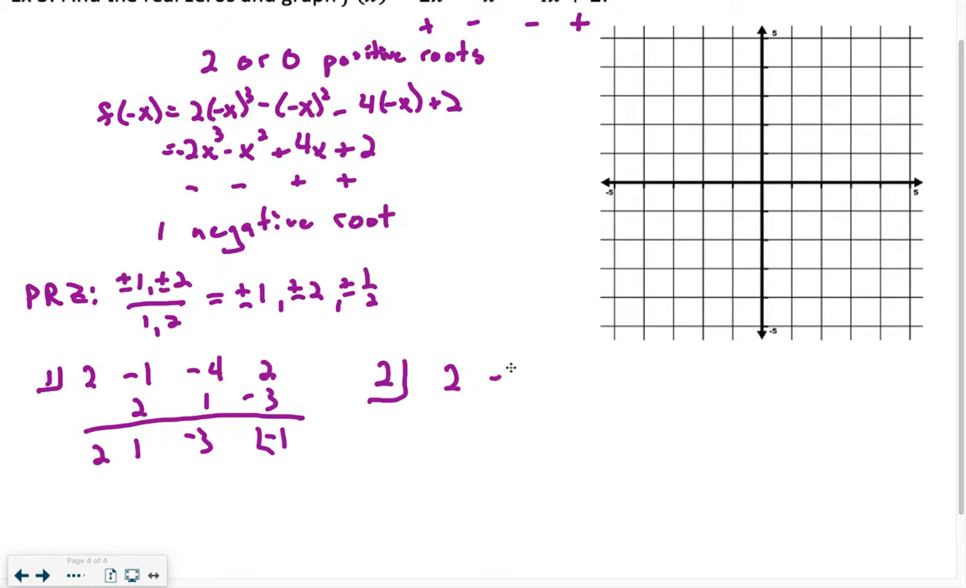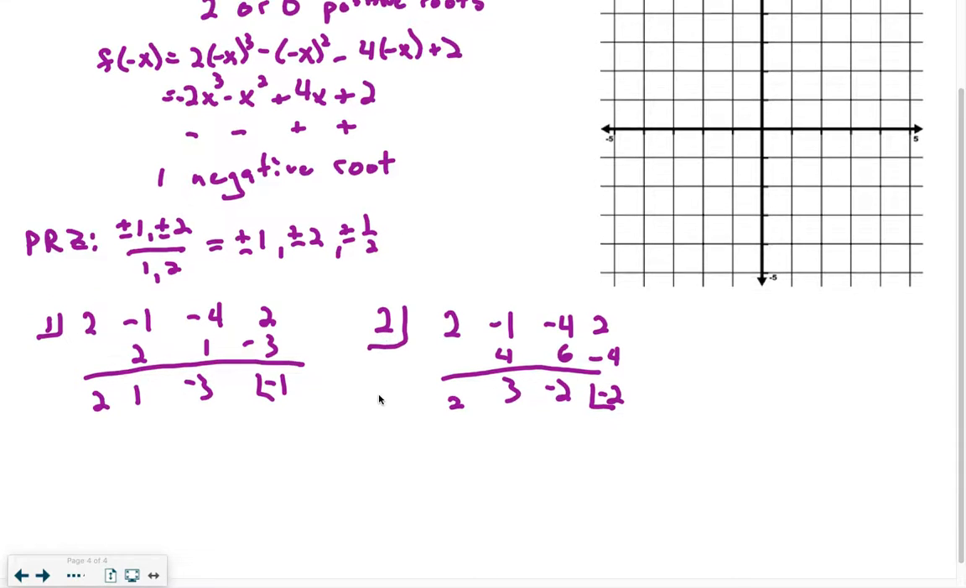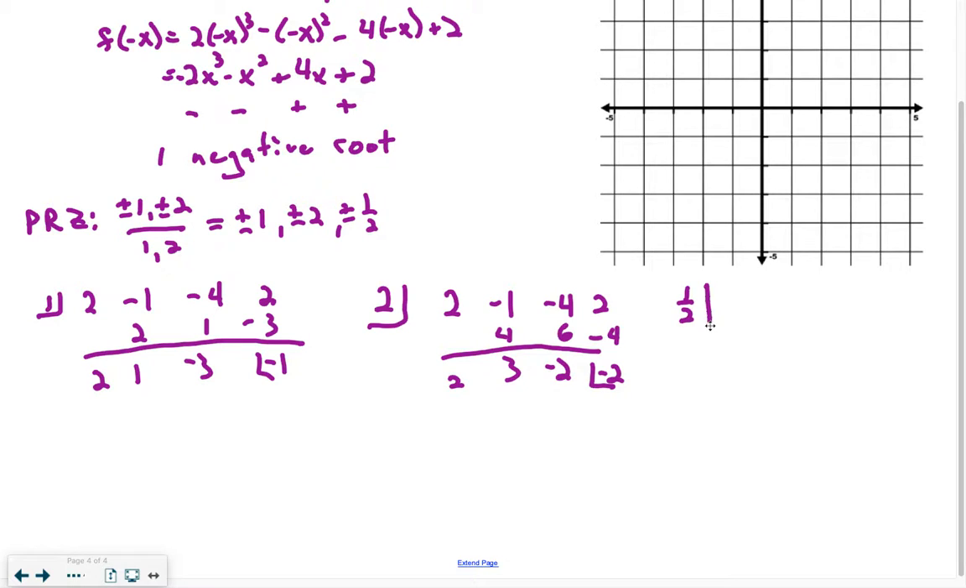And if I plug 2 in, so 2, -1, -4, 2, bring the 2 down, multiply, add, multiply, add, multiply, and add. And we do not get 0 again. We get -2. So let's try 1/2. So 2, -1, -4, and 2. Bring the 2 down. So multiply, add, multiply, add, multiply, and add. And we get 0. So 1/2 is a root.